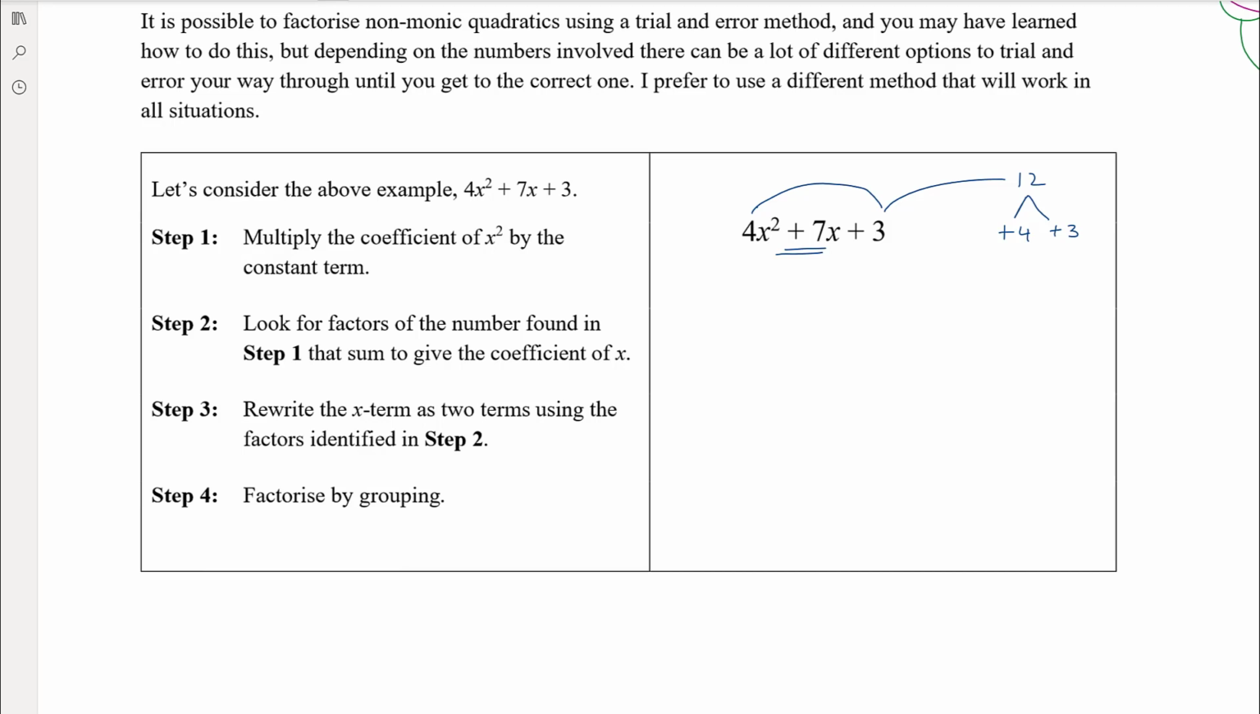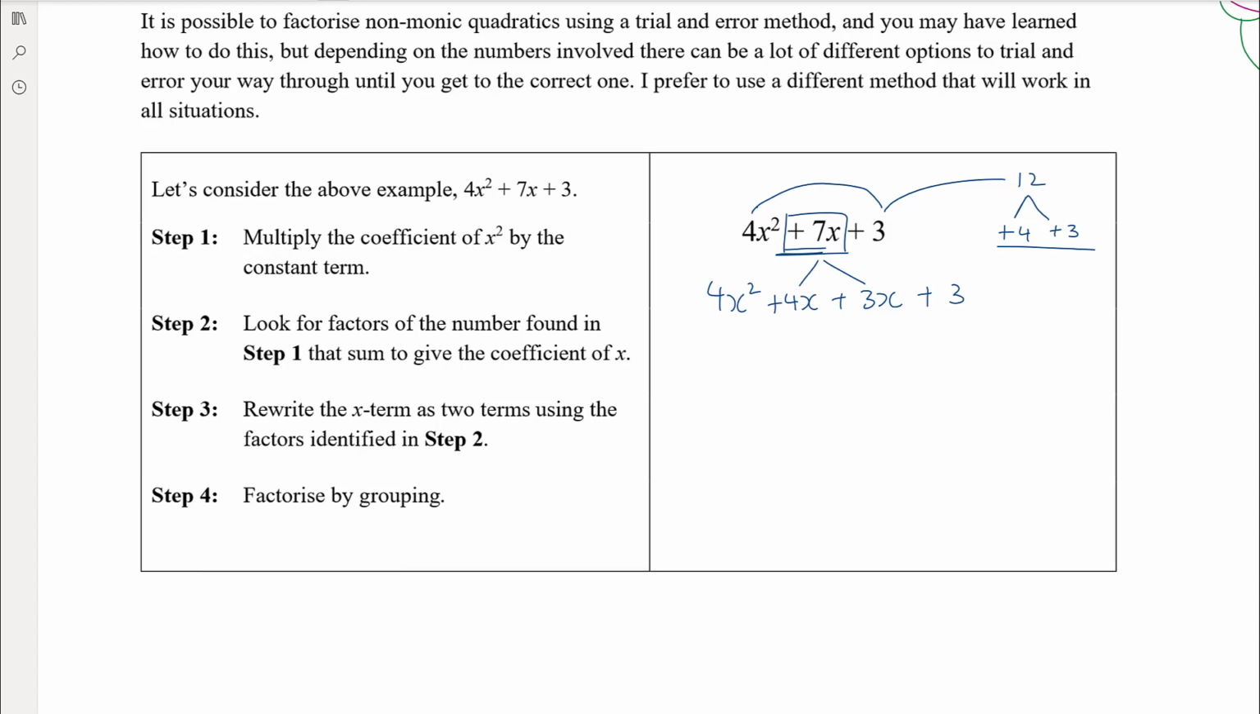Then what we want to do is rewrite. So I've done step 2, look for factors of the number found in step 1, so factors of 12 that sum to give the coefficient of x, factors of 12 that sum to give 7, we've done that. Step 3, rewrite the x term as 2 terms using the factors identified at step 2. So now, instead of there being a plus 7x here, we're going to split it up using the factors that we've just found. So I'm instead going to write it as plus 4x and plus 3x. So it still equals 7x, I'm just breaking it up. We've still got the 4x squared at the beginning, and we've still got the plus 3 at the end.